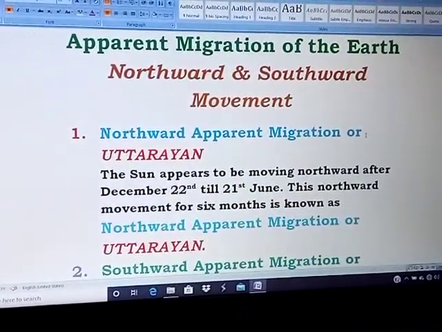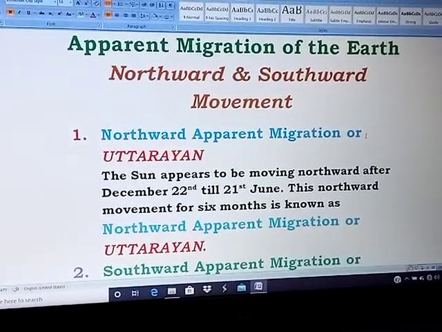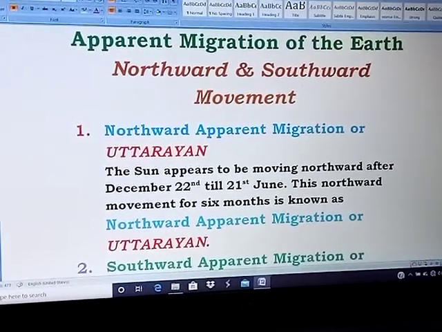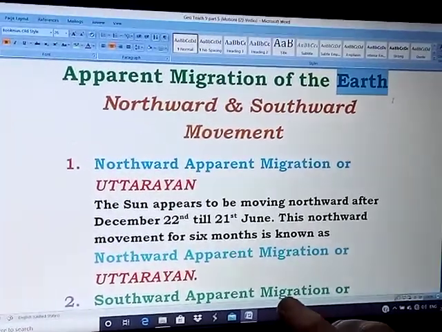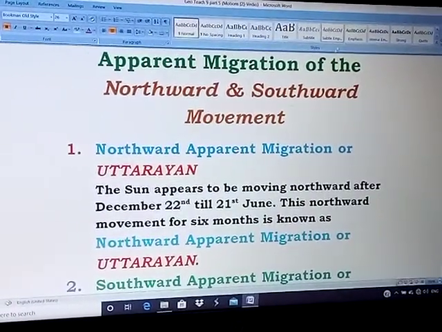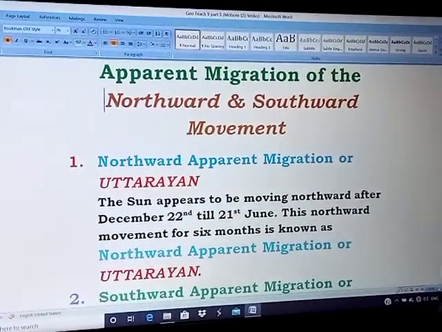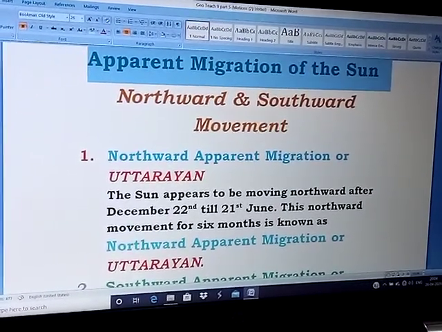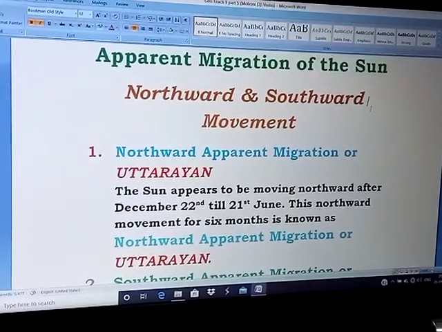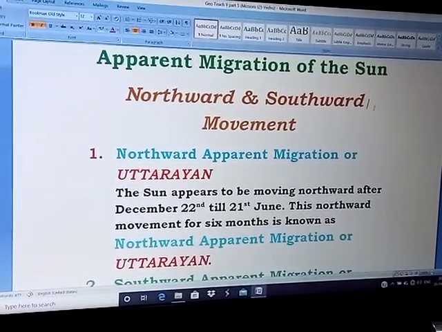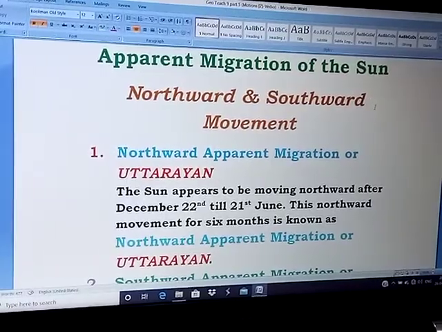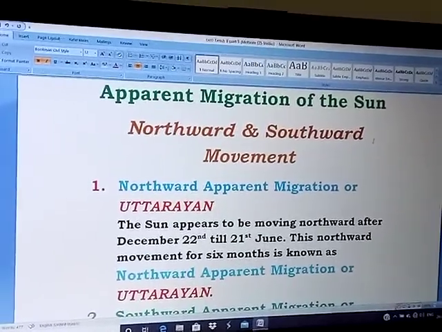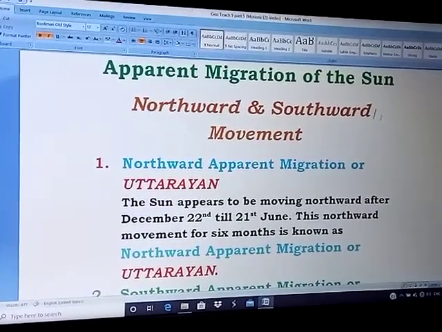Now the last topic of today's discussion is the apparent migration of the sun. Sorry, it is not earth, it is sun. The apparent migration of the sun. The sun seems to migrate, rather move, from north to south and south to north. I mean from the southern hemisphere to the northern hemisphere, and northern hemisphere to the southern hemisphere.